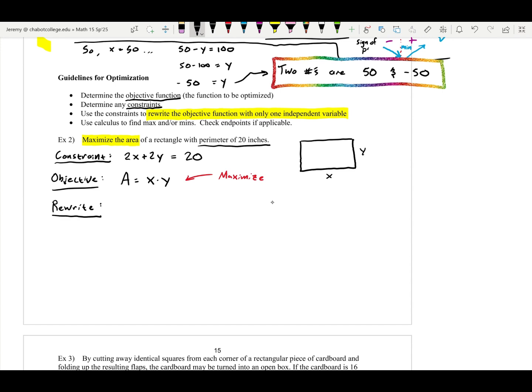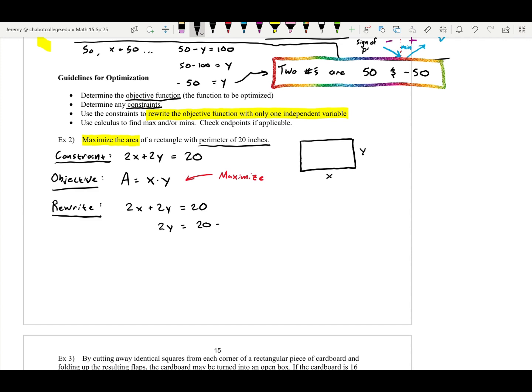Remember, our constraint equation is 2x plus 2y is equal to 20. We can now solve for one of the variables in this equation and then substitute back into our objective function to get it all in terms of a single variable. So let's do pretty much the same thing we did for the last problem. Let's get y by itself.